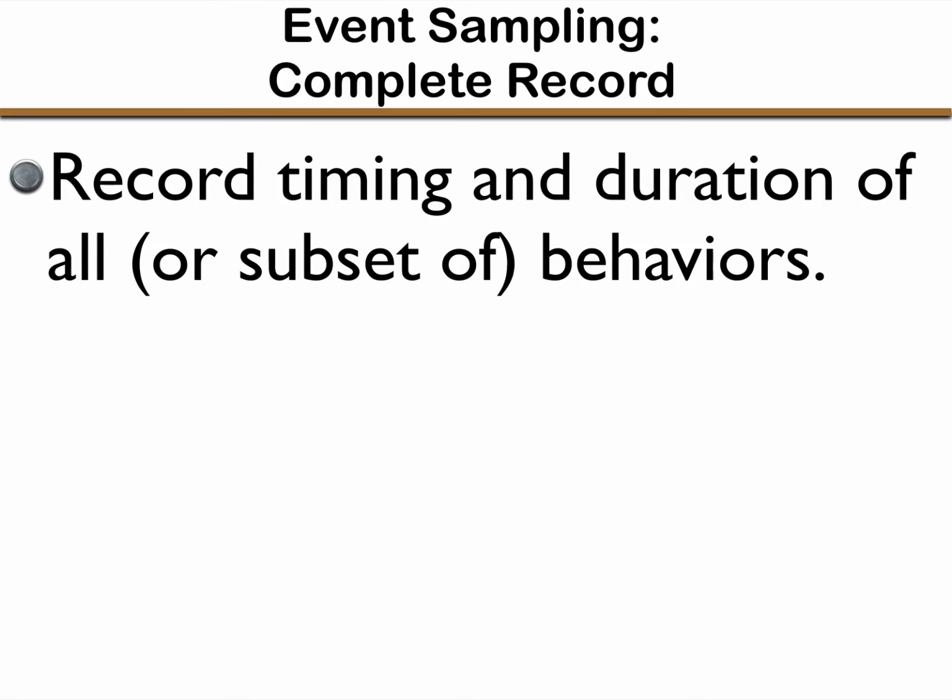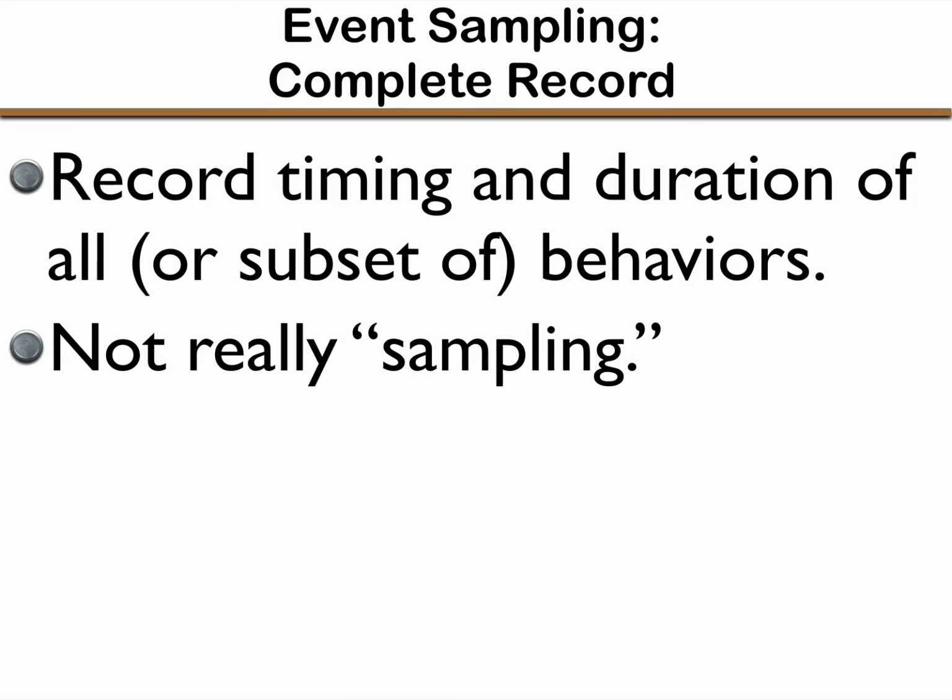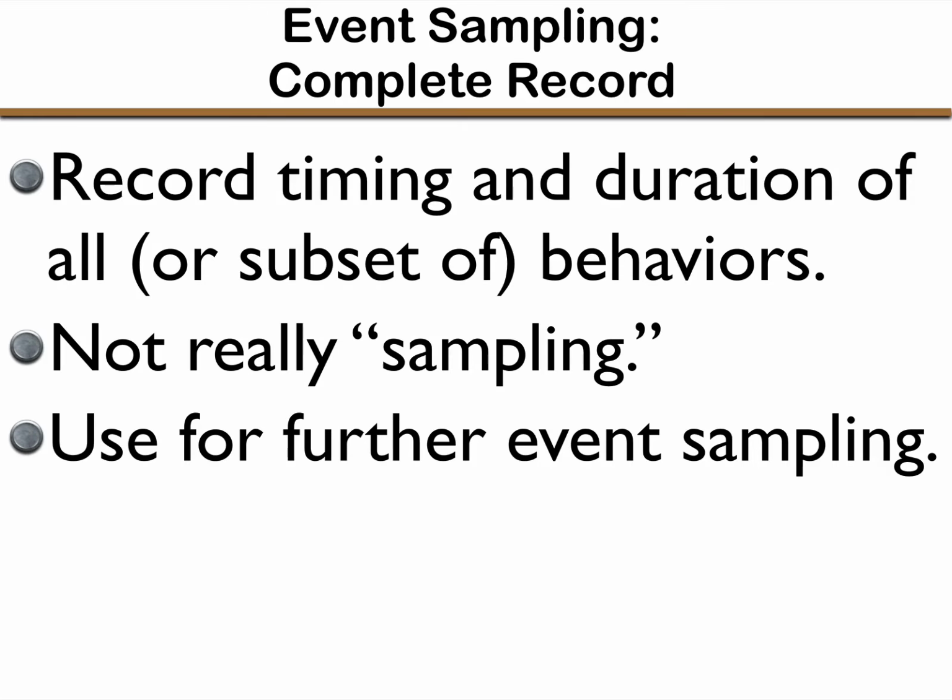So here's what it would look like if you were starting out with the complete record. So now, complete record, we're not sampling. It's like ad libitum for subject sampling. So you're going to record the timing and duration of all, or at least a subset of, the behaviors you're interested in. So again, it's not really sampling. Now you can start with this, by the way, and then later on use it to sample down with the other event sampling techniques. So let's do that.